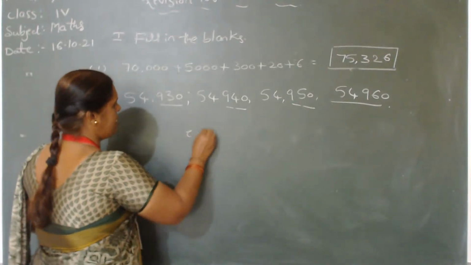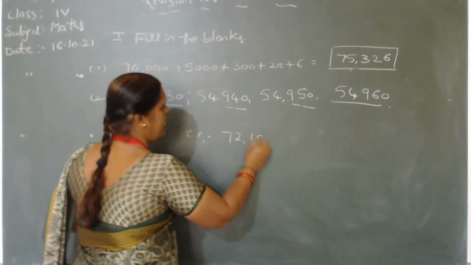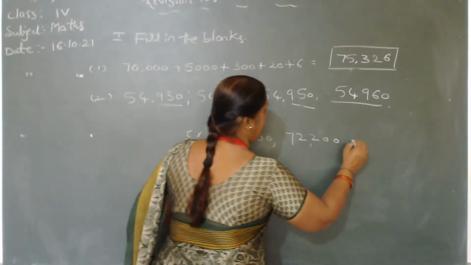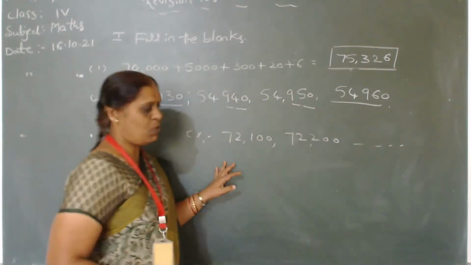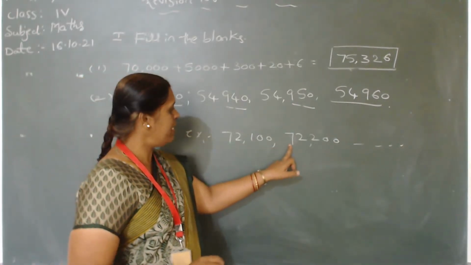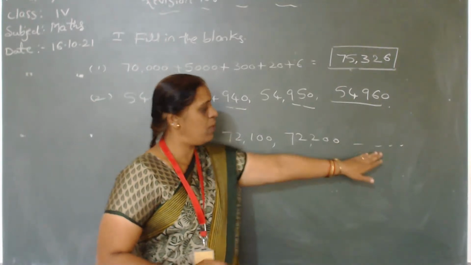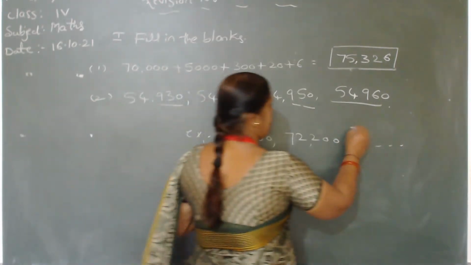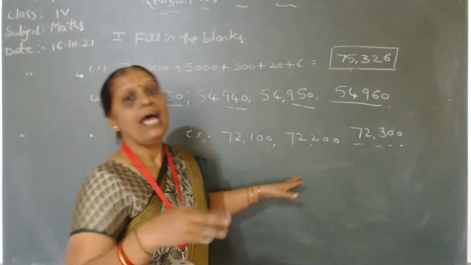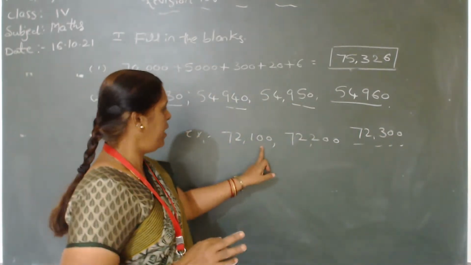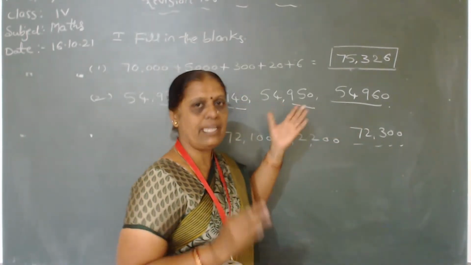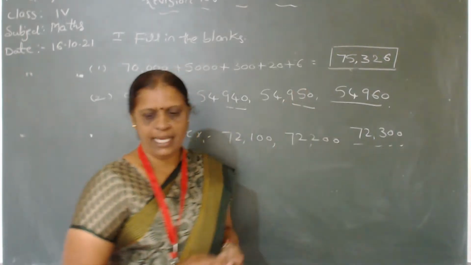Suppose the numbers are 72,100 and 72,200. What is the next? Observe these two numbers: 72,100, 72,200. The next number is 72,300. Here the number is skipping in hundreds: 100, 200, 300. So observe the numbers, then write the answer.